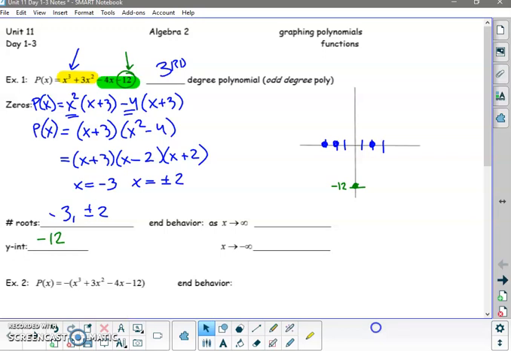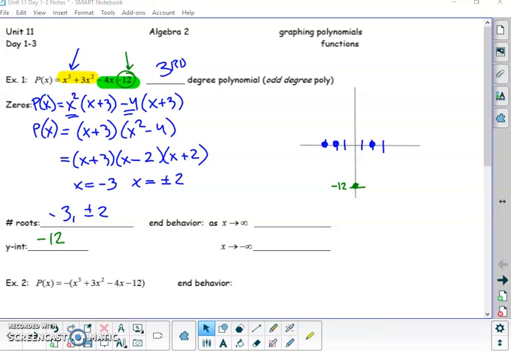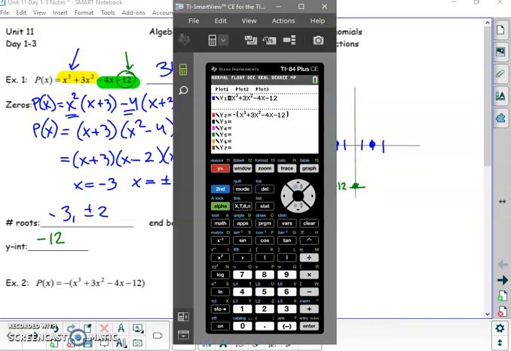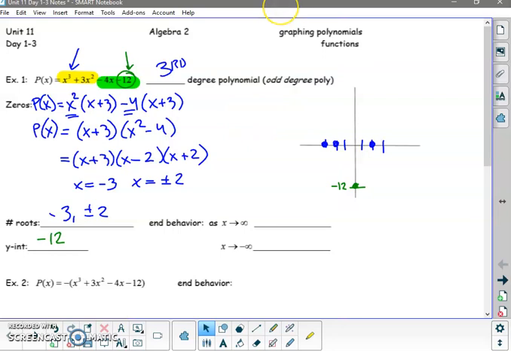So what I want you guys to do right now is let's just throw p of x into our calculator. Okay, so I've done that here. Don't pay attention to y2. And let's say graph. All right, so what do we notice? We notice that it comes up from like the third quadrant, goes up, crosses the x at -3, crosses x at -2, intercepts at -12, and then continues up. So sketching that quickly, it's going to look like this.